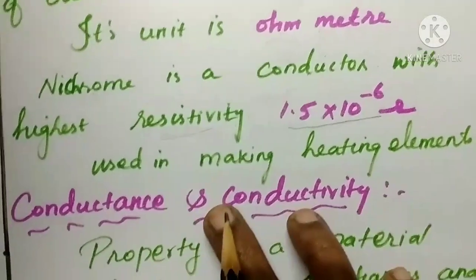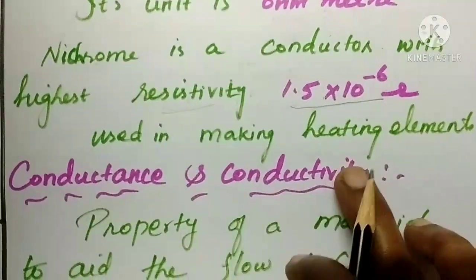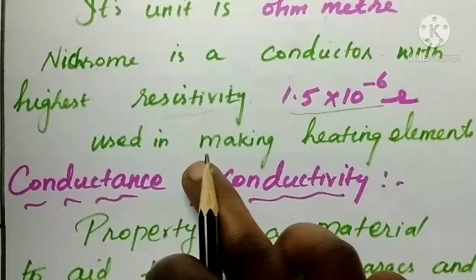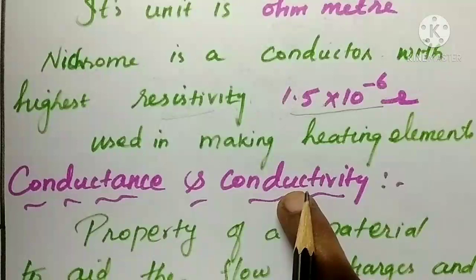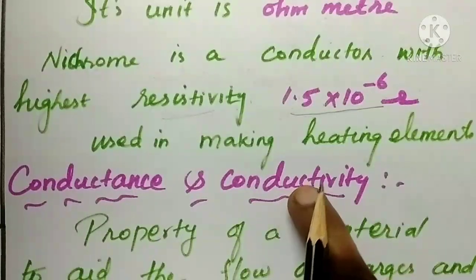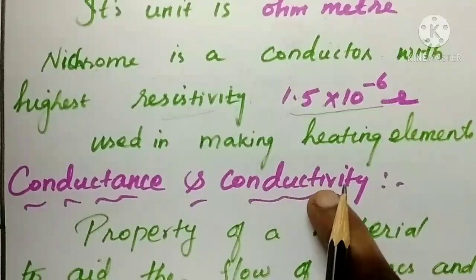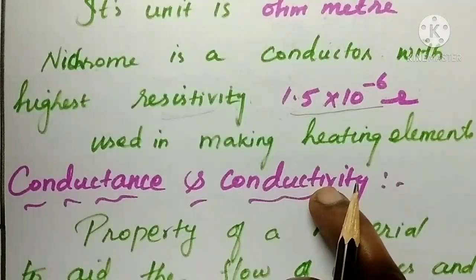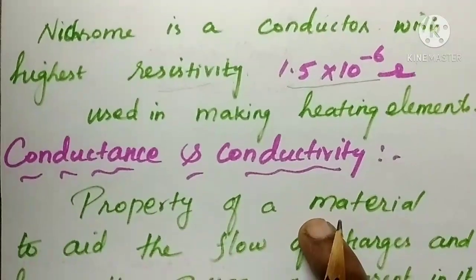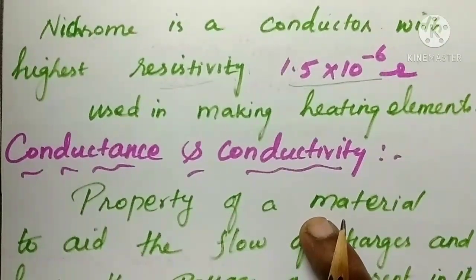Now we are going to learn what is conductance and conductivity. Just opposite to the resistance is called what? Conductance. And what do you mean by conductivity? Opposite to resistivity is called what? Conductivity. For a good conductor the conductivity and the conductance are more. And for an insulator the conductance value is less.